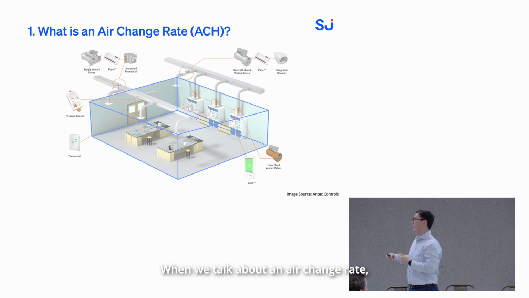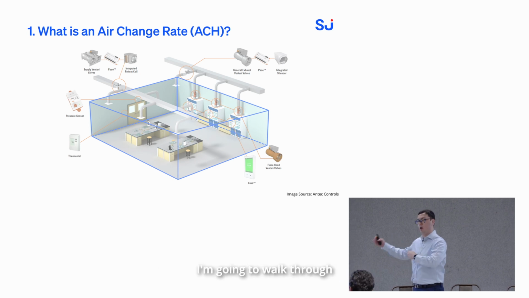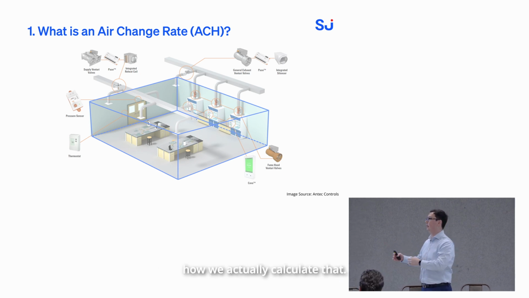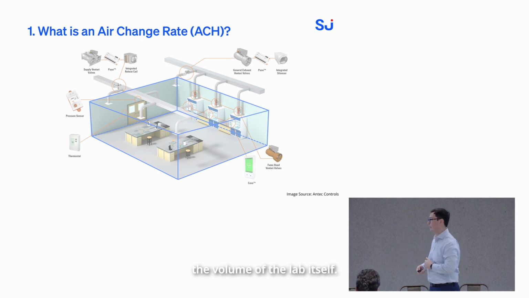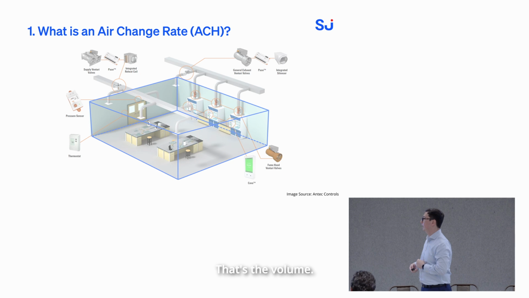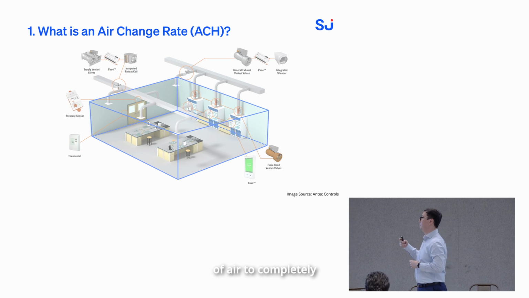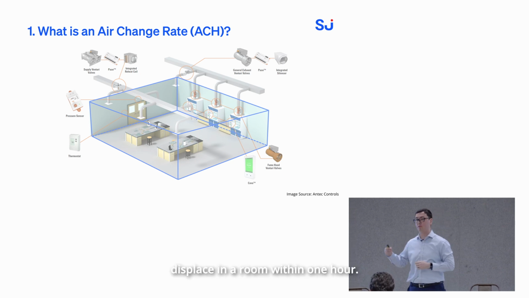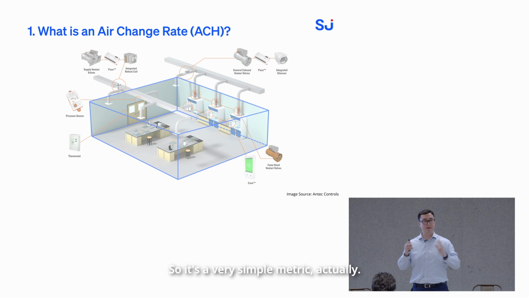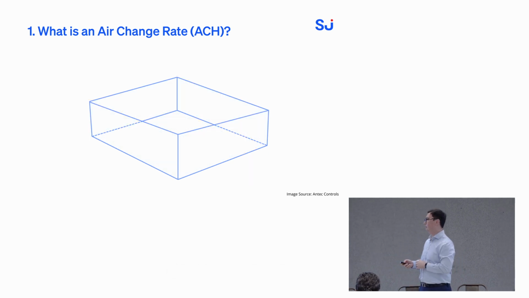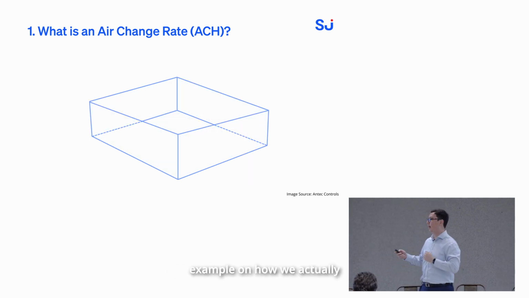When we talk about an air change rate, I'm going to walk through how we actually calculate that. So the first thing we do is we take the volume of the lab itself. That's the volume. And an air change rate is a volume of air to completely displace in a room within 1 hour. So it's a very simple metric, actually. So I'll walk through an example on how we actually come up with a number.